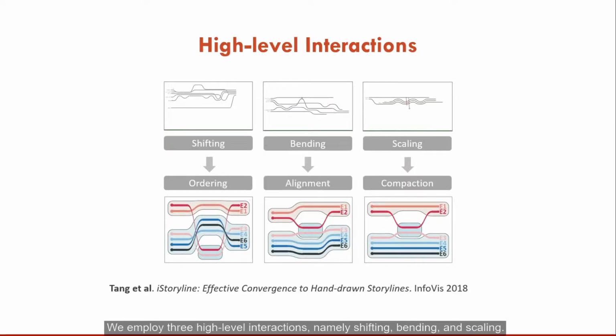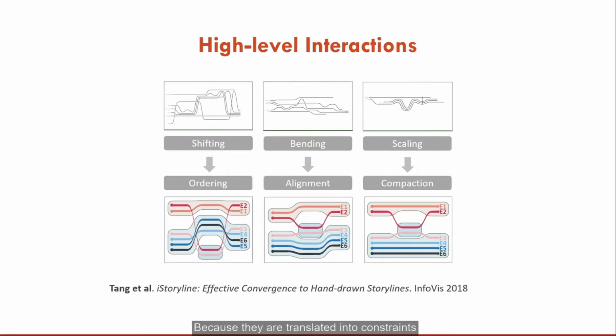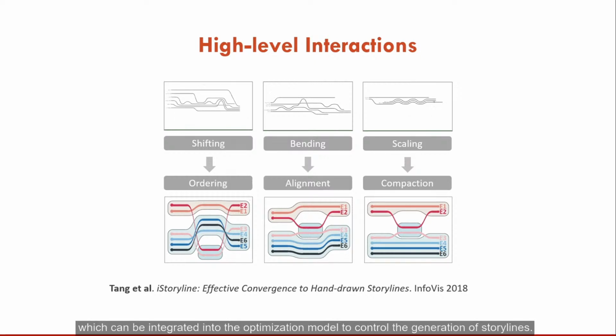We employ 3 high-level interactions, namely shifting, bending, and scanning. As we can see from the demos, these interactions can change local regions, but still preserve the aesthetic quality of our raw layouts, because they are translated into constraints, which can be integrated into the optimization model to control the generation of storylines.